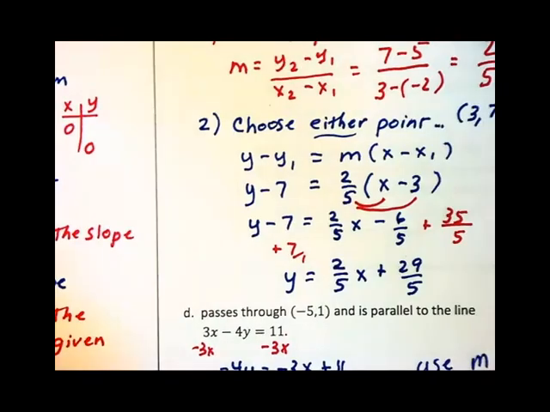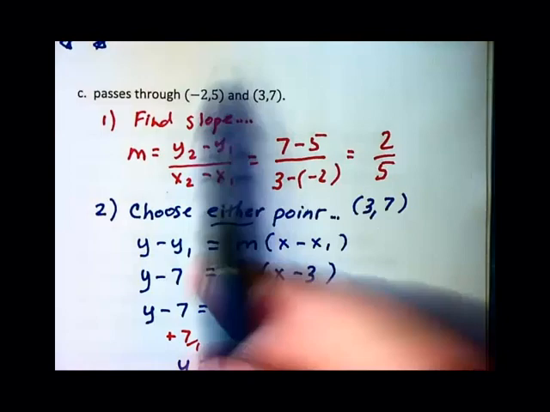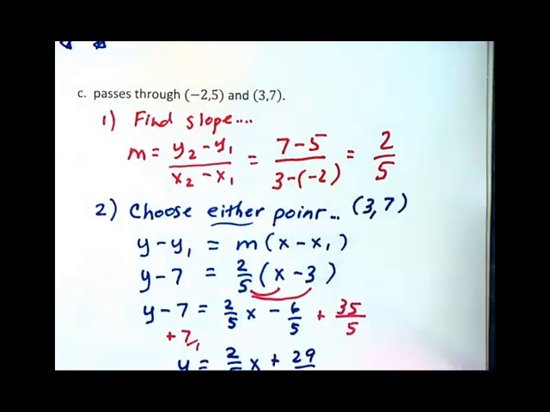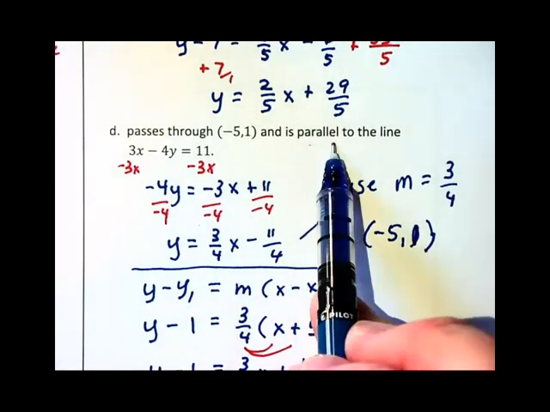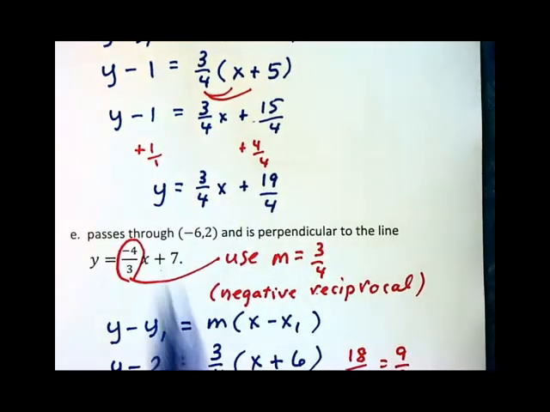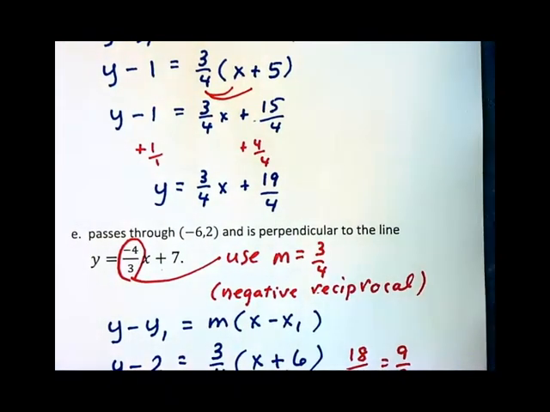In pattern B, you were given a slope and a point. In pattern C, you were given 2 points. In pattern D, you were given a point and a parallel clue. And in pattern E, you are given a point and a perpendicular clue. Those are the 5 different patterns, and I'm sure your teacher is going to test you on all of those patterns on your test for this chapter.